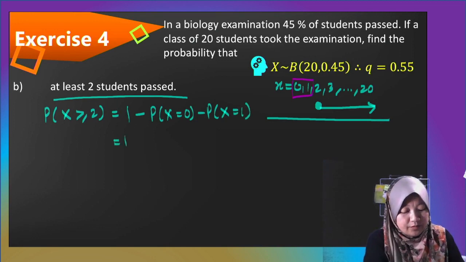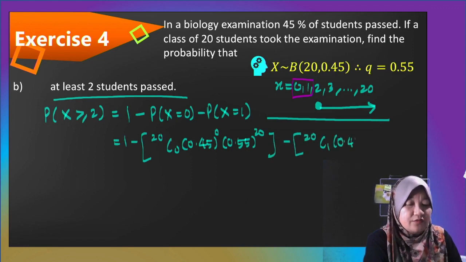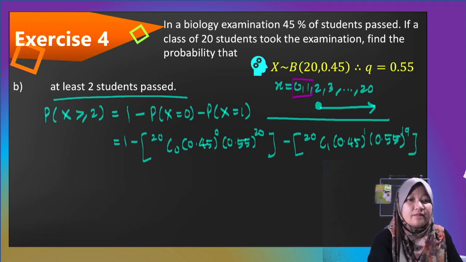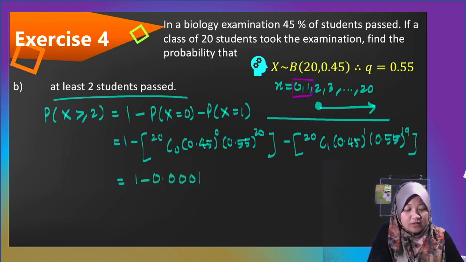Right. So use the formula 20C0, 0.45 power of 0, 0.55 power of 20, minus 20C1, 0.45 power of 1, 0.55 power of 19. So, 1 minus 0.0001, we have 0.9999.